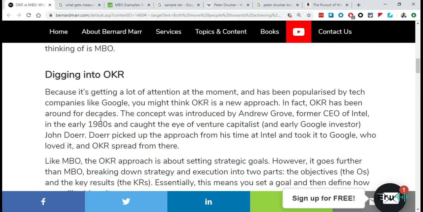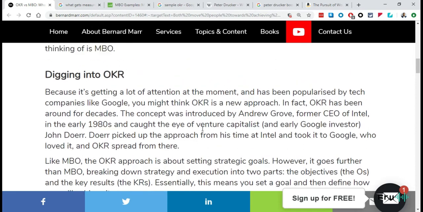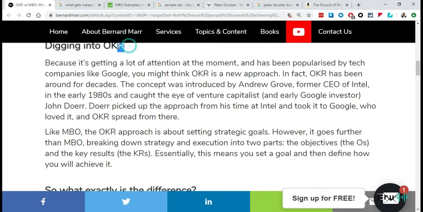Let's define the OKR in this article as Bernard Marr went through. So we saw that OKR stands for objectives and key results. Let me highlight this here really quick. So objectives and key results. Naturally, the first time I saw this, I was like, but why? How is this different anyways from an MBO? It all sounds the same, right? Objectives and key results. And that's really the essence of this article, so we can talk about the difference.